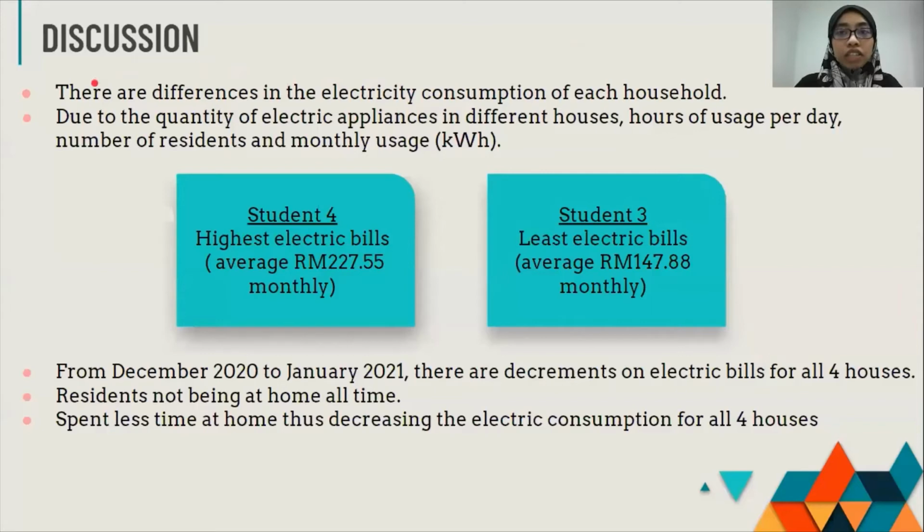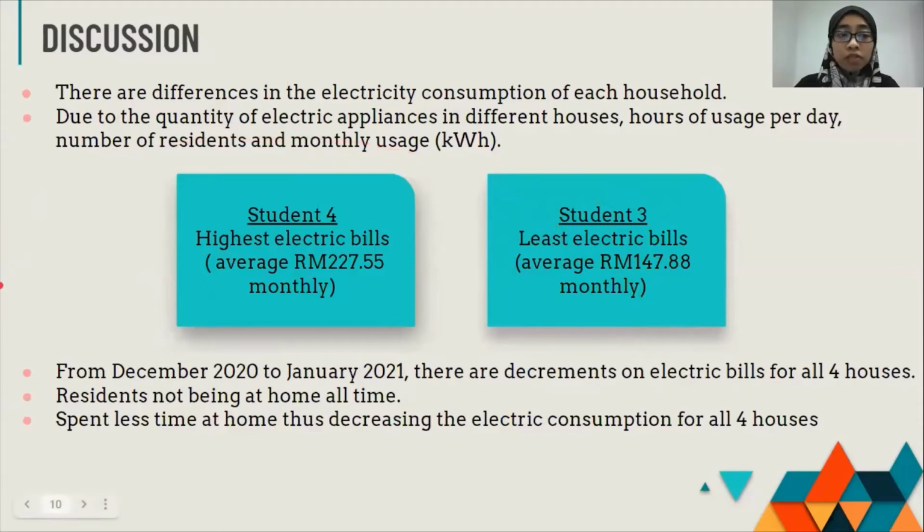Based on the results that we had obtained, there are differences in the electricity consumption of each household. This is likely due to the quantity of electric appliances in different houses, hours of usage per day, number of residents, and monthly usage. After we analyzed the results, student 4 has the highest electric bills, averaging 227 ringgit 55 cents for 3 months, while student 3 has the lowest, averaging 147 ringgit 88 cents for 3 months.